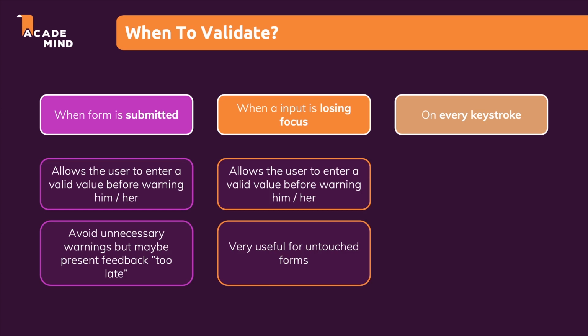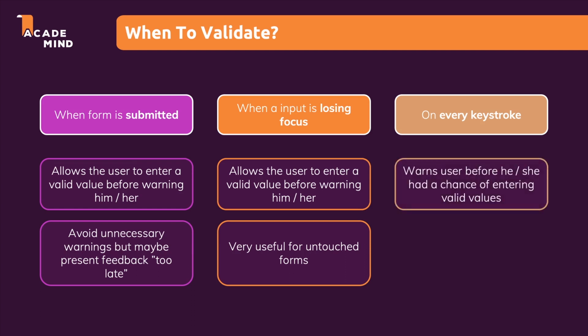The downside with this approach, however, if you only validate on losing focus, is that if an input was invalid, so if the user did already enter something invalid and now comes back to fix it, you don't tell the user if it's now valid or not until he or she is done entering an input. That's where on-keystroke validation might be better. There, you provide direct feedback to the user on whether the input is valid or not on every keystroke.